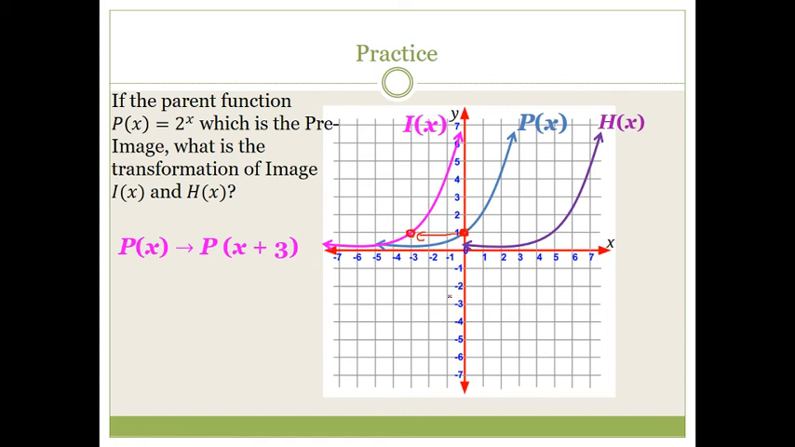So it looks like we took this one, and remember we shifted it to the left, so p of x is mapped to p of the quantity x plus 3. That's not a mistake. Adding shifts to the left. So what do you think it's going to be for h of x then? If you said that h of x is p of the quantity x minus 5, you're correct, because we shifted it to the right 5 units. So I would change the argument to x minus 5 to get from p of x to h of x.